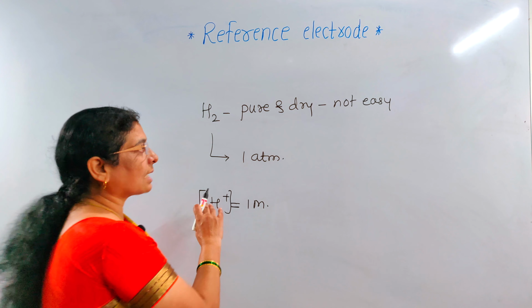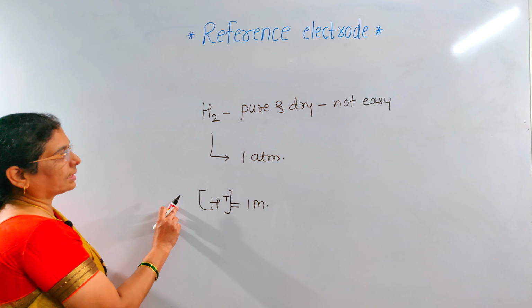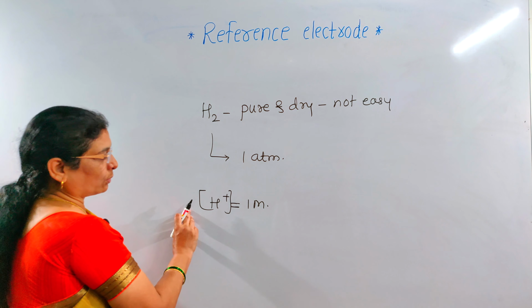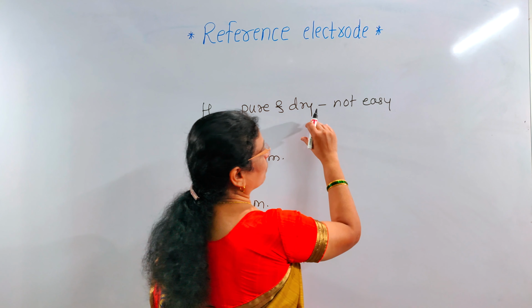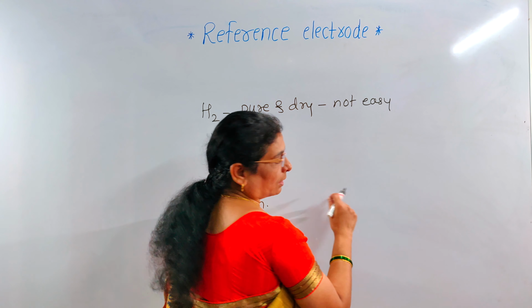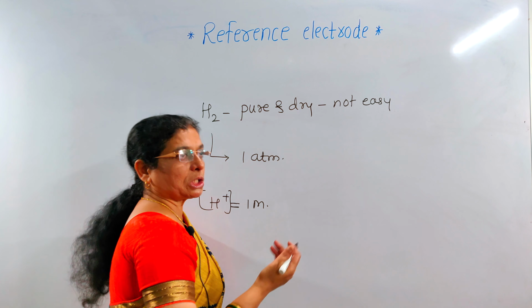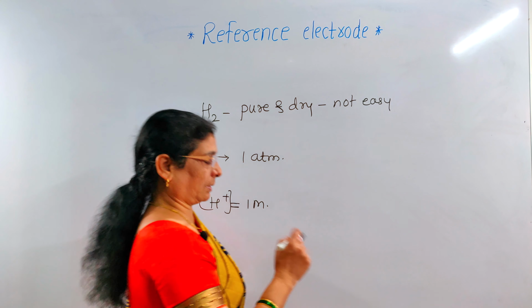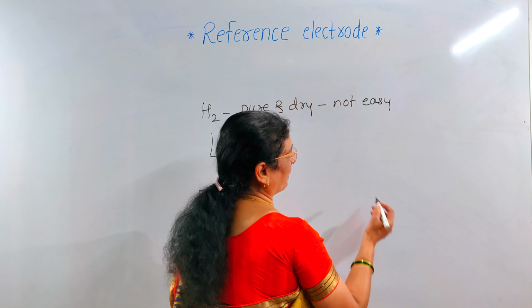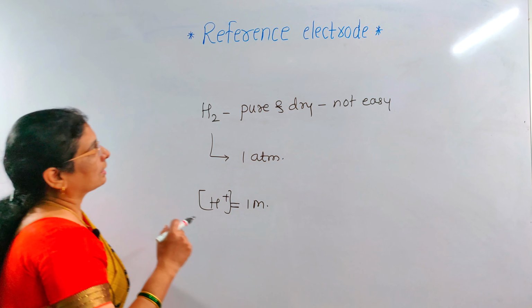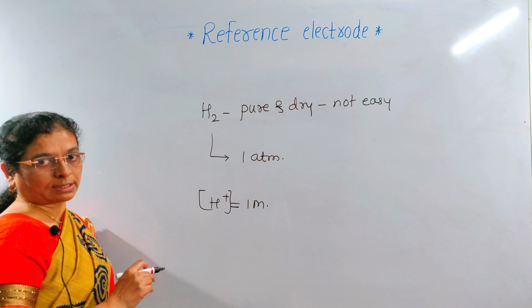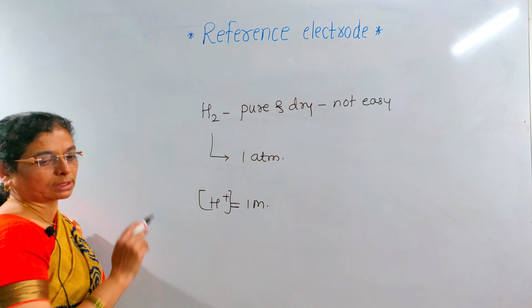So all these are the difficulties in setting up of standard hydrogen electrode, and to make these convenient, by using this standard hydrogen electrode as reference electrode, the potentials of other electrodes are determined. These are called as secondary reference electrodes. So all this is about the reference electrode and standard hydrogen gas electrode.